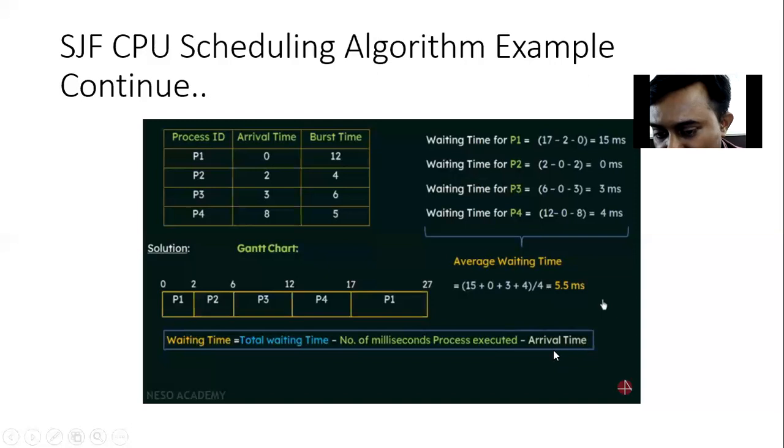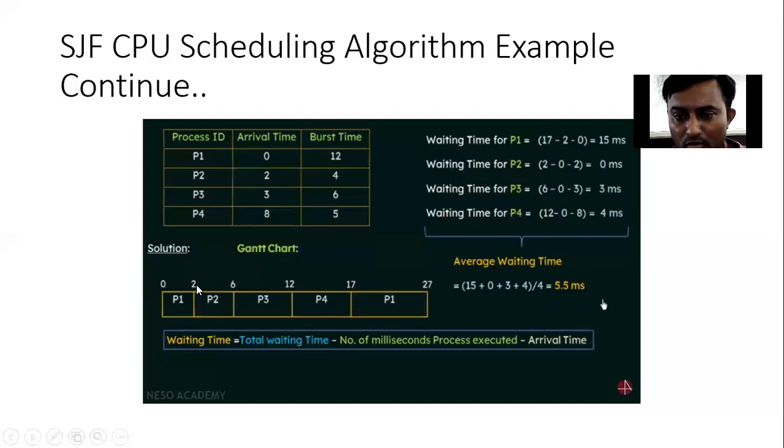How can we find the arrival time? The arrival time is given to you as input. The arrival time of P1 is 0. So 17 minus 2 minus 0 is equal to 15 milliseconds. In the same way, let us concentrate on P2. What is the waiting time of P2?